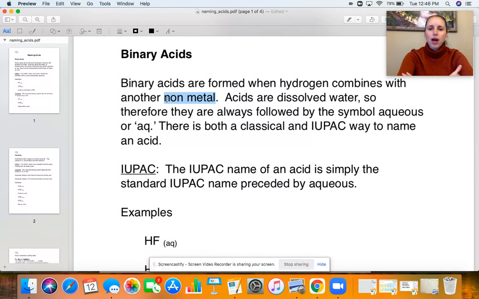The other thing that makes it an acid is that acids are always dissolved in water. So acids always have the symbol aqueous with them. That's the state. Acids are always dissolved in water, so they're always going to be aqueous.